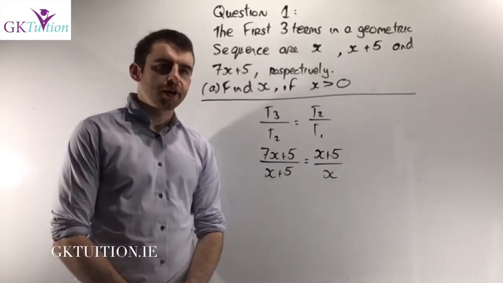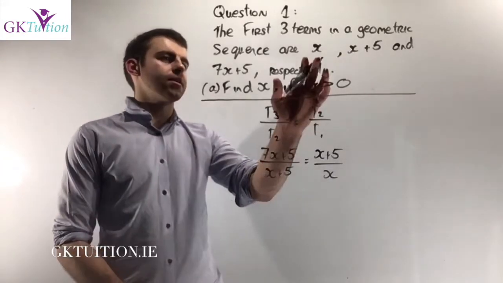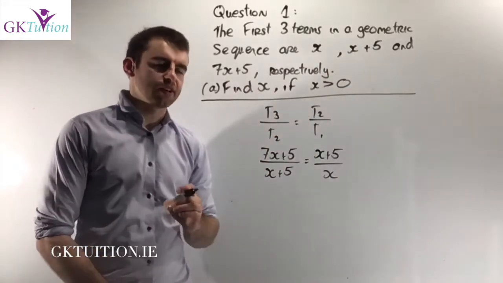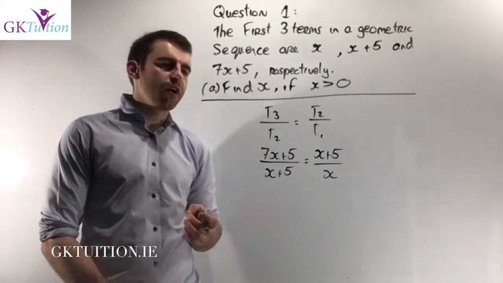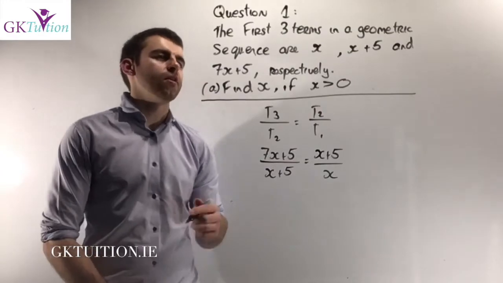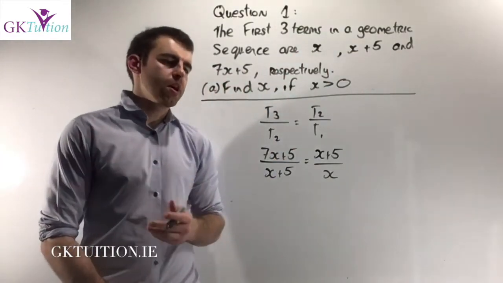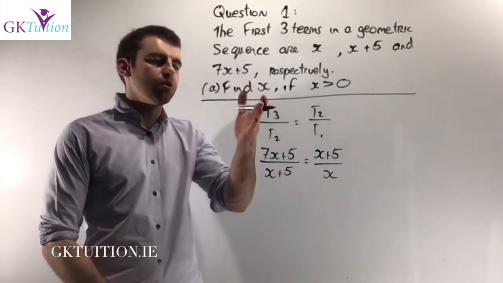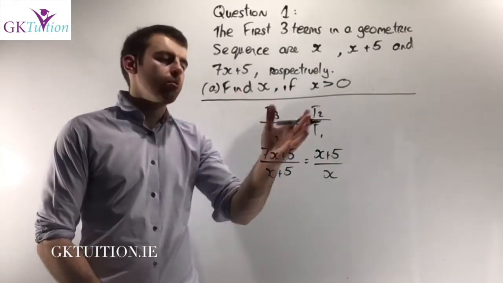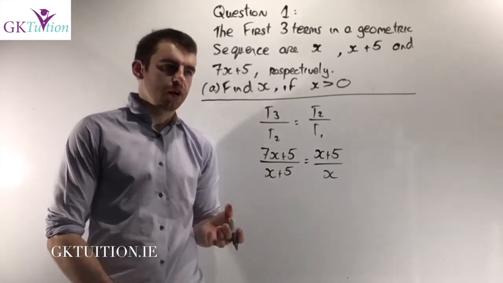Okay, in question 1 here, it tells me that the first three terms in a geometric sequence are x, x plus 5 and 7x plus 5. It says find x if x is greater than 0. You need to hone in on the fact that the three terms given are in a geometric sequence. If they're in a geometric sequence, you know that the third one over the second one must be equal to the second one over the first one. Or in other words, there's a common ratio involved here.